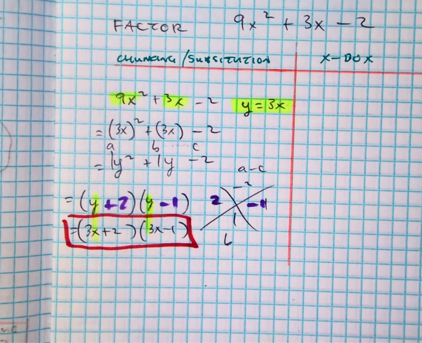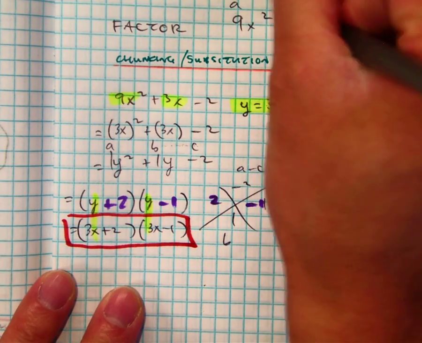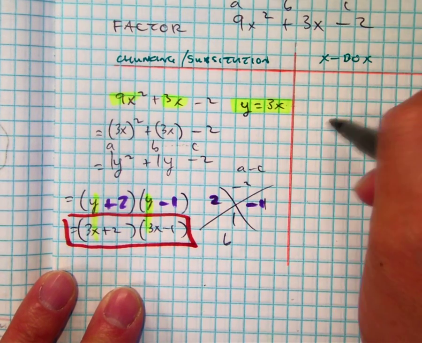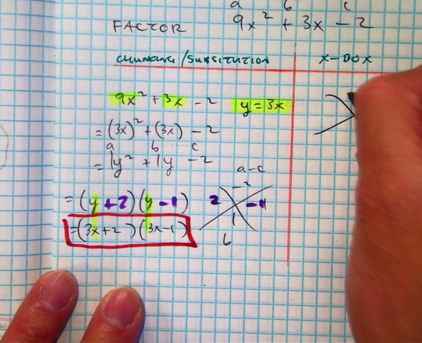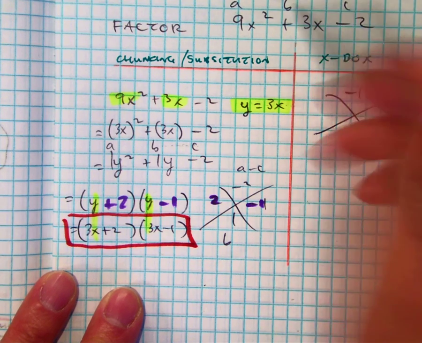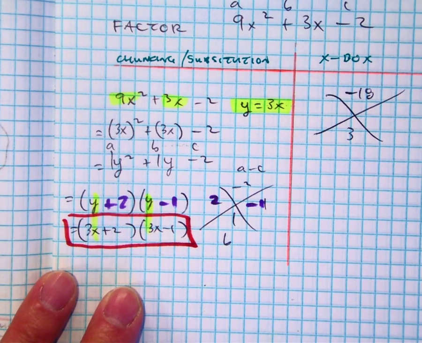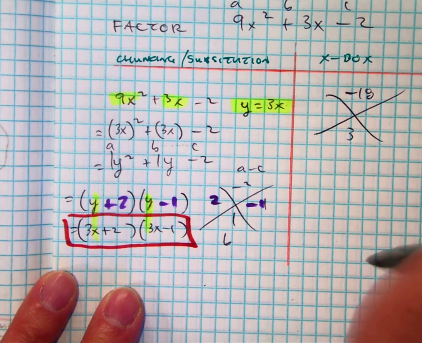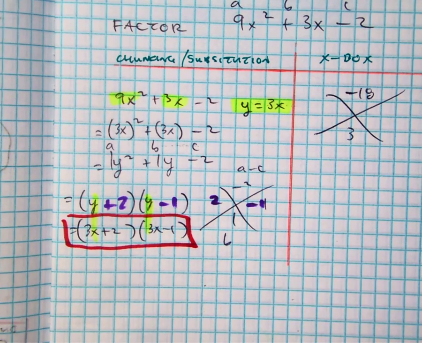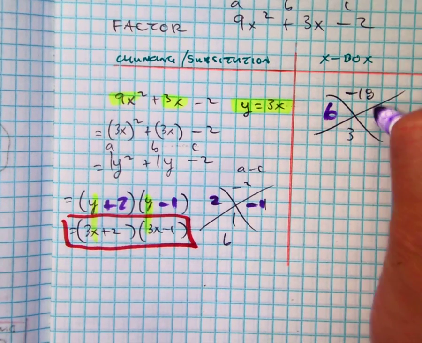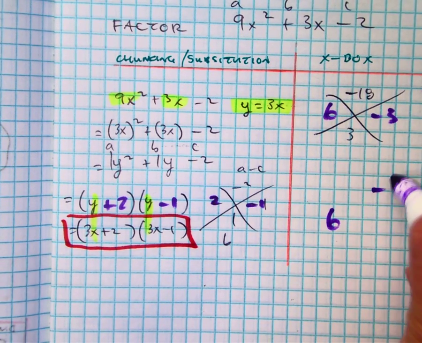If you chose to use the x box method for this one, there is no greatest common factor. A times c is negative 18. My b value is 3. Two numbers that multiply to be negative 18 but add to be 3. 6 and negative 3. So I can put those in my box.